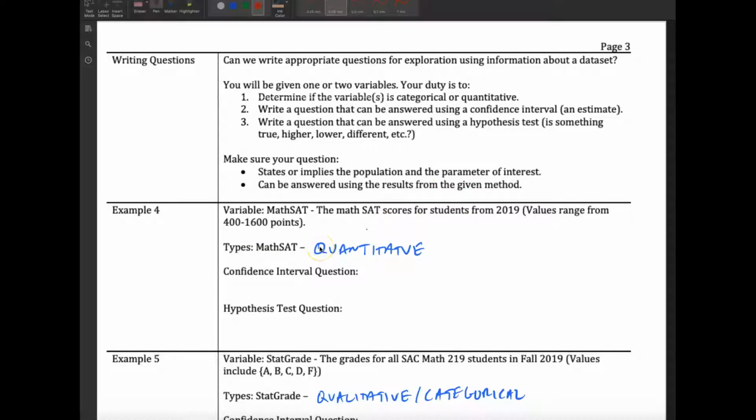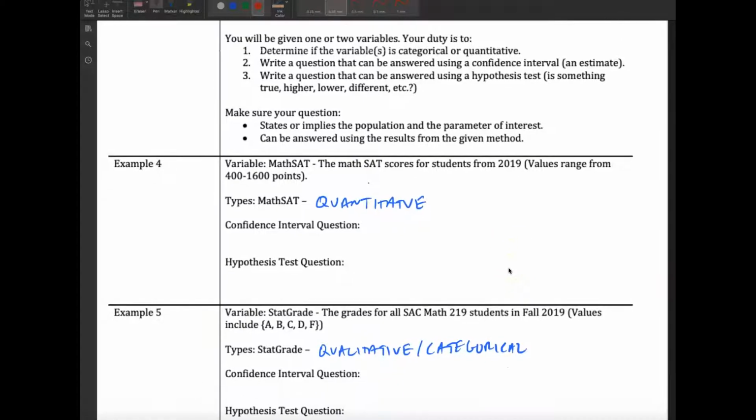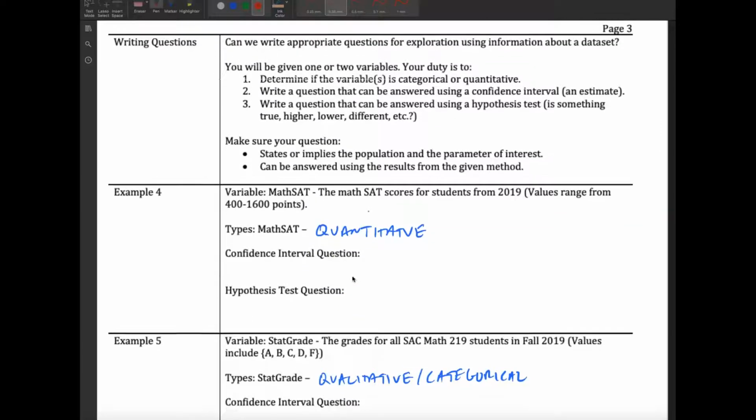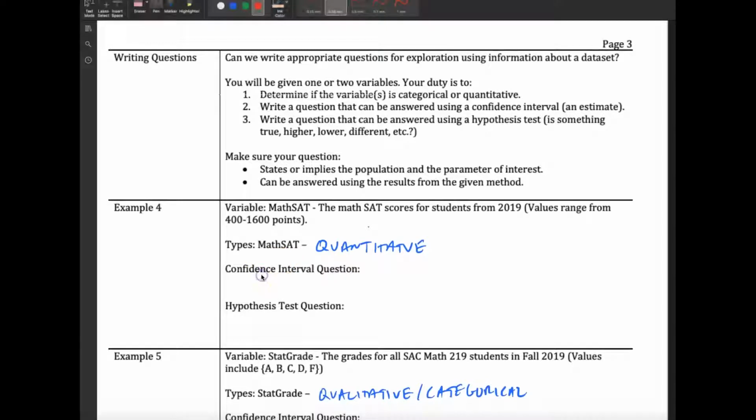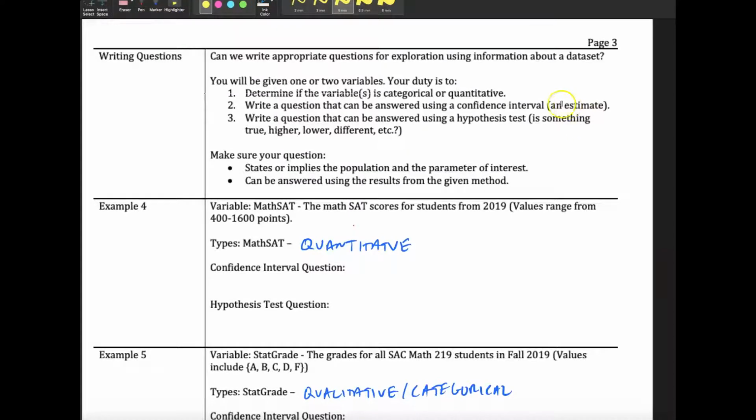For example, math SAT score is a quantitative variable. Scores range from 400 to 1600. What would a question for a confidence interval and a hypothesis test look like? A confidence interval is going to measure a certain value, and a hypothesis test is going to check whether the value from the population is greater than, equal to, or different than something. So a confidence interval is an estimate, and for a hypothesis test, we ask whether something is true, higher, lower, etc.